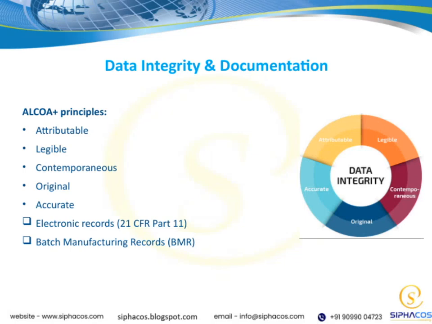Let's take a moment to talk about data integrity and documentation, which are crucial for ensuring the quality and reliability of our data. One key concept here is the ALCOA plus principles. These principles help us maintain trustworthy records. First, attributable means every piece of data should clearly indicate who created or modified it, and when. Legible ensures that the records are easily readable, so no information gets lost in translation.